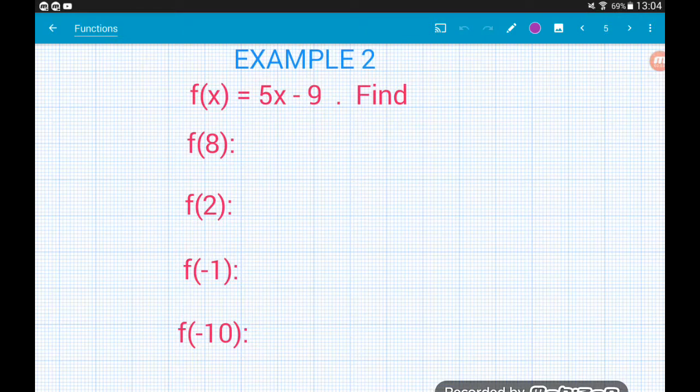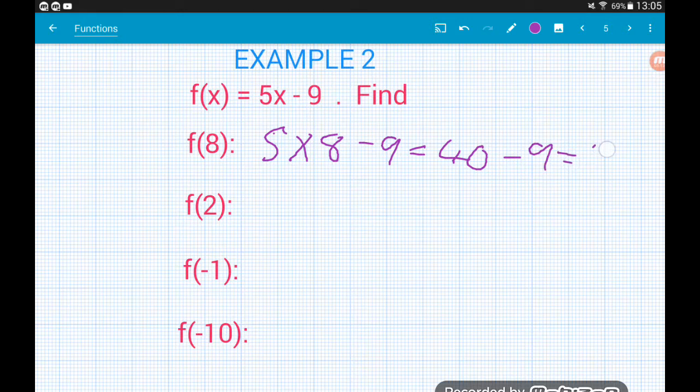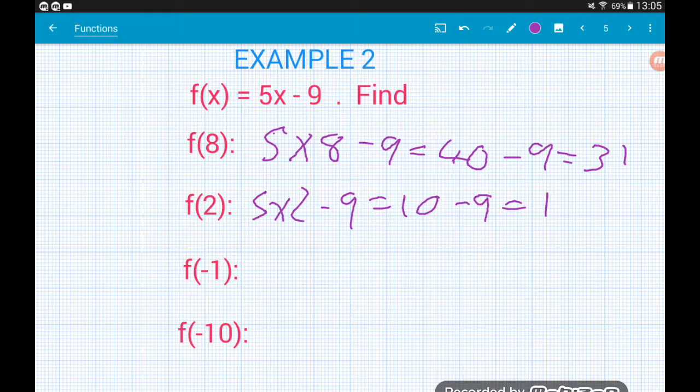Okay, example 2. F of x here is 5x minus 9. Find f of 8. So x becomes 8. So f of 8 will be 5 times 8 minus 9, which is 40 minus 9, which is 31. F of 2 will be 5 times 2 minus 9, which is 10 minus 9, which is 1.